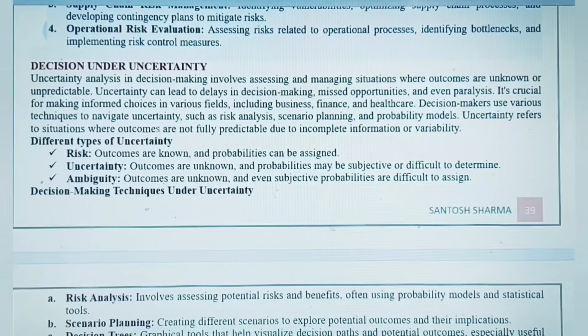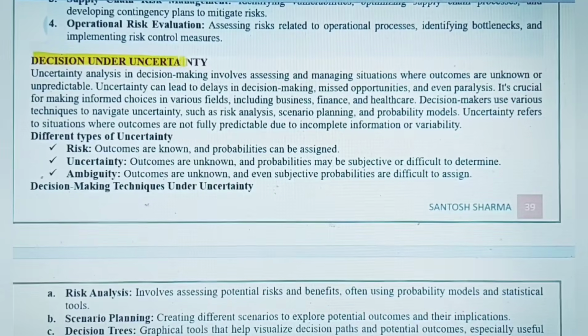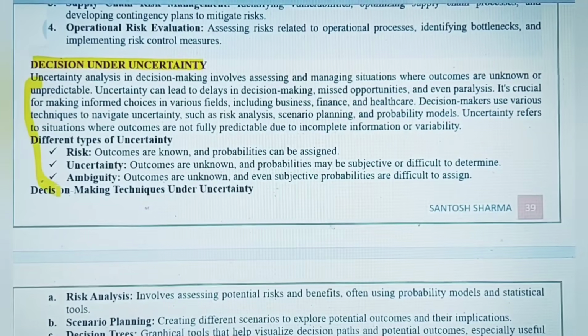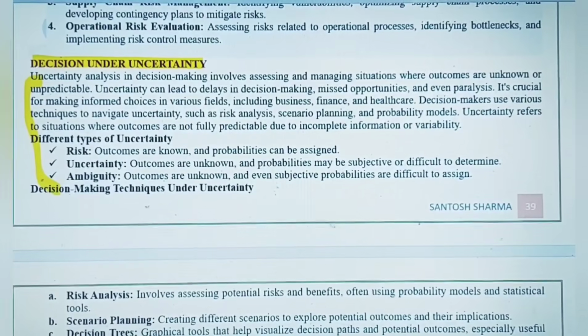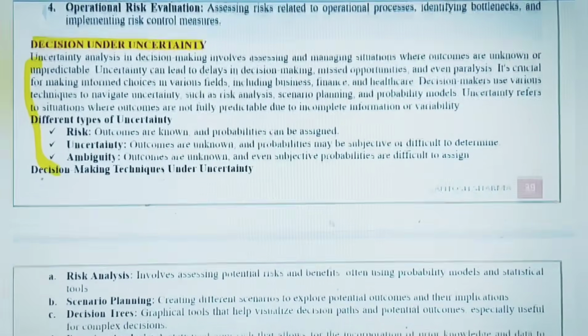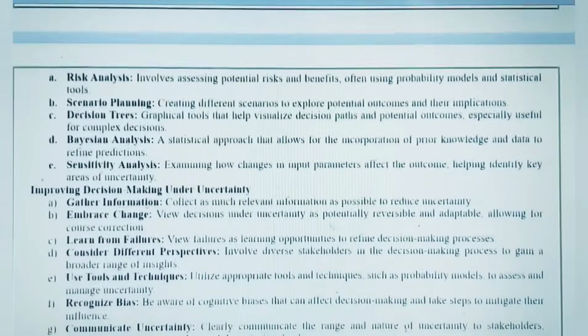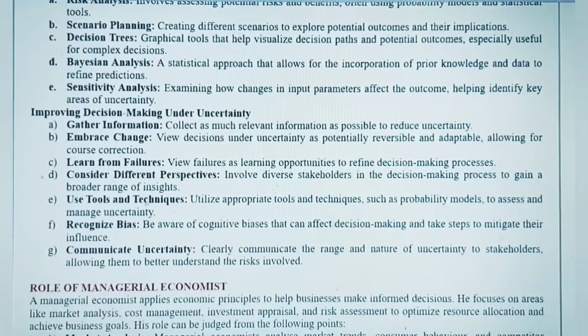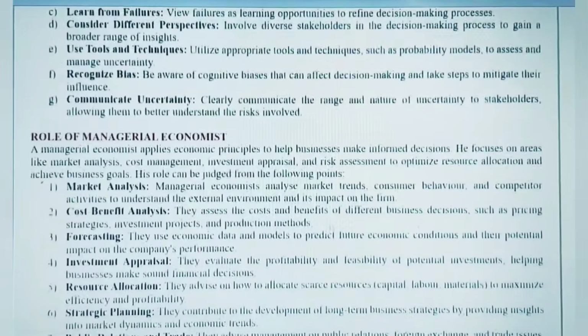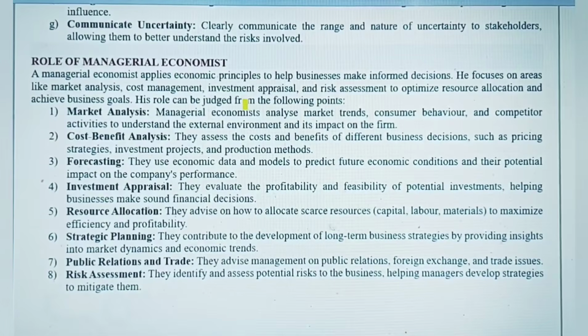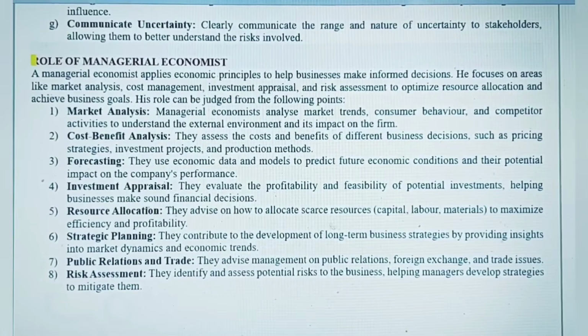And when we talk about the decision under uncertainty, again write the concept, like clear the concept here of this uncertainty, and then how a manager will take decisions under uncertainty. Okay. Now, role of a managerial economist.